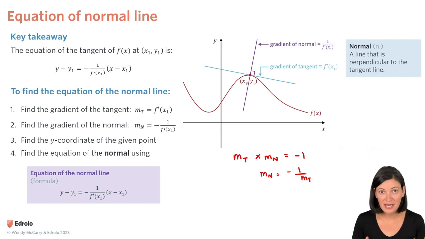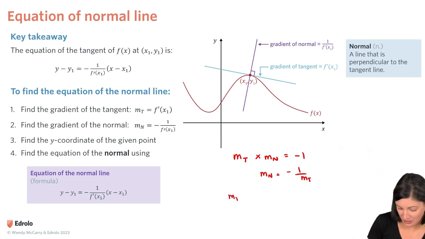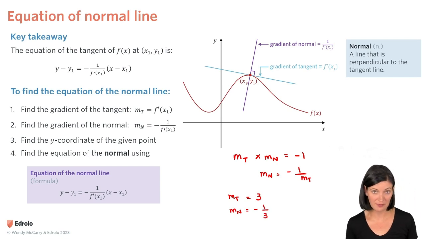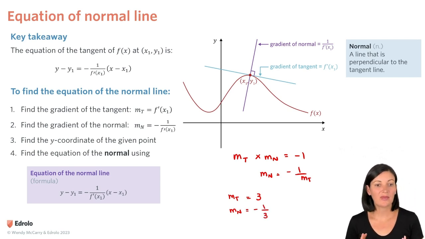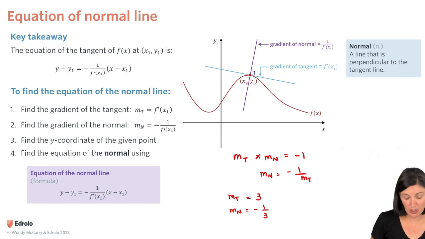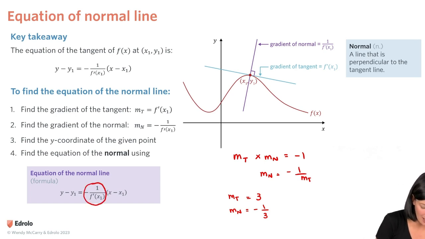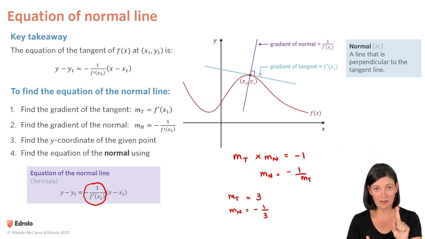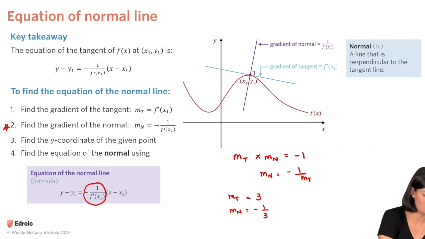So with numbers, if the gradient of the tangent was equal to, say, 3, then that means the gradient of the normal line would be -1/3. Okay, so that's all that means. So there you'll see that the equation of the normal line is very similar to the equation of the tangent line. It's just that our gradient now is -1 over the derivative at whatever point we're looking at. So the steps that you want to follow to find the equation of the normal line are very similar. We just have to do one extra thing, which is like step 2 here.